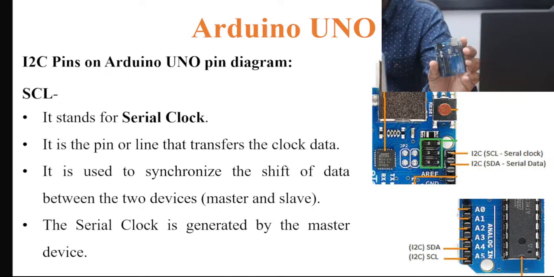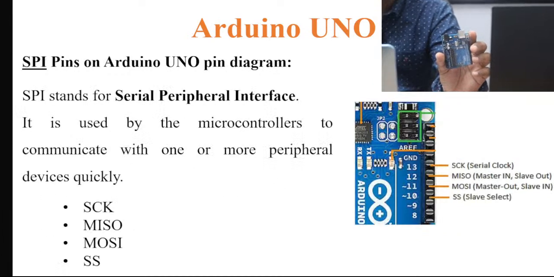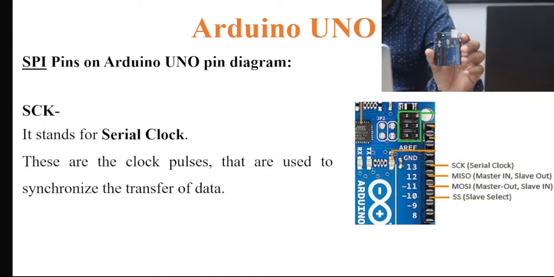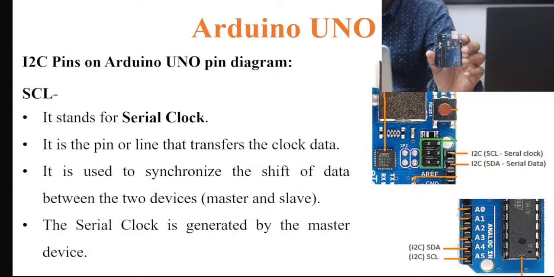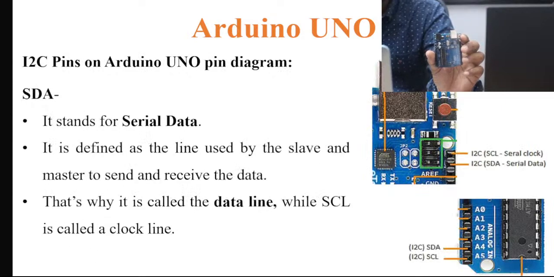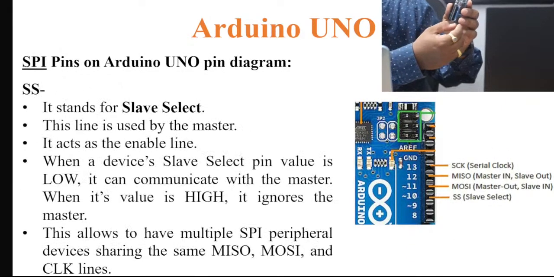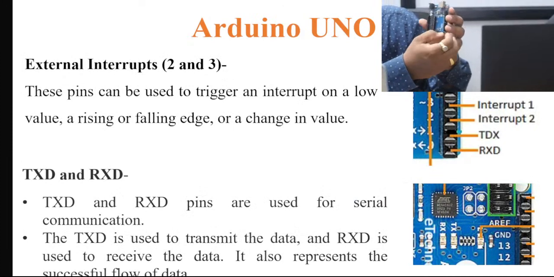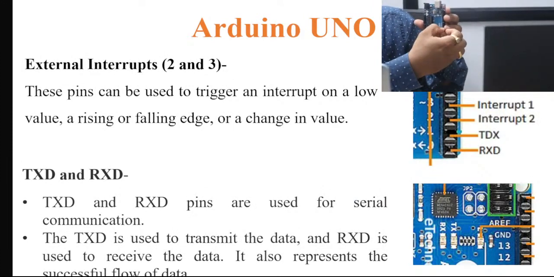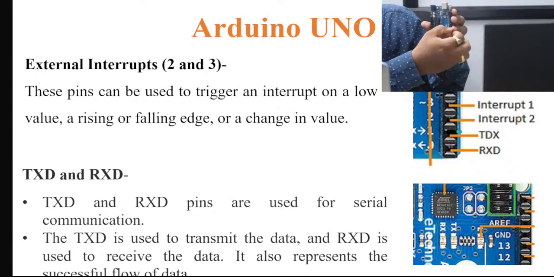We have two interrupt pins, and both are external. This is called interrupt one pin and interrupt two pin. You can see the pin numbers are 3 and 2. So pin number 3 and pin number 2 are used as the interrupt pins.